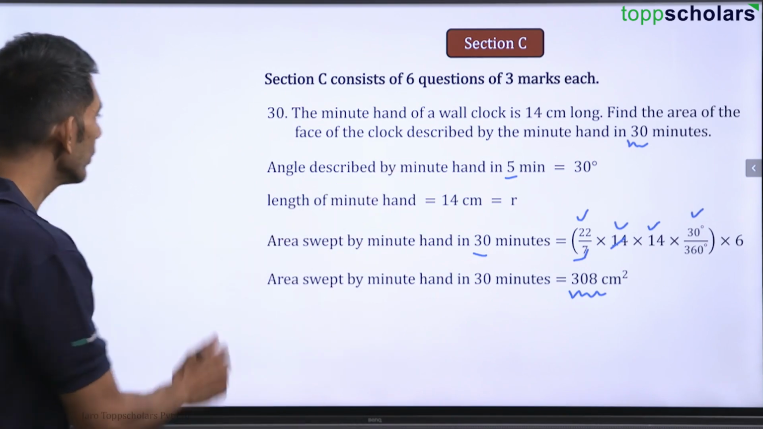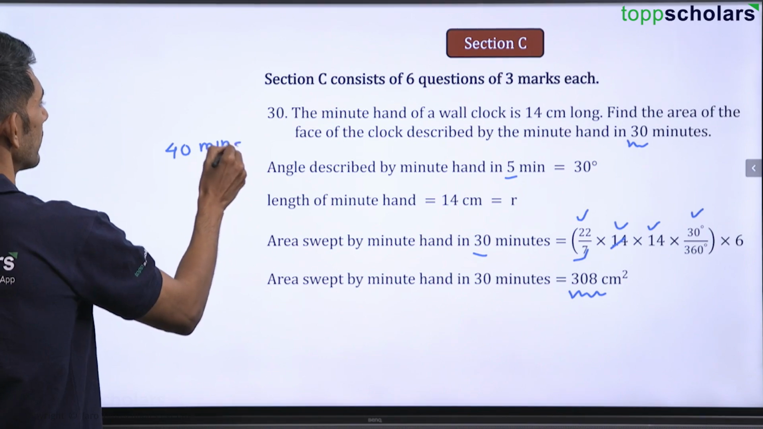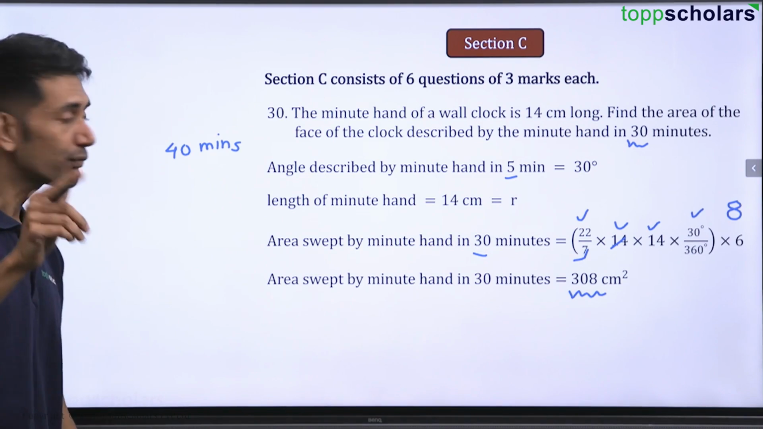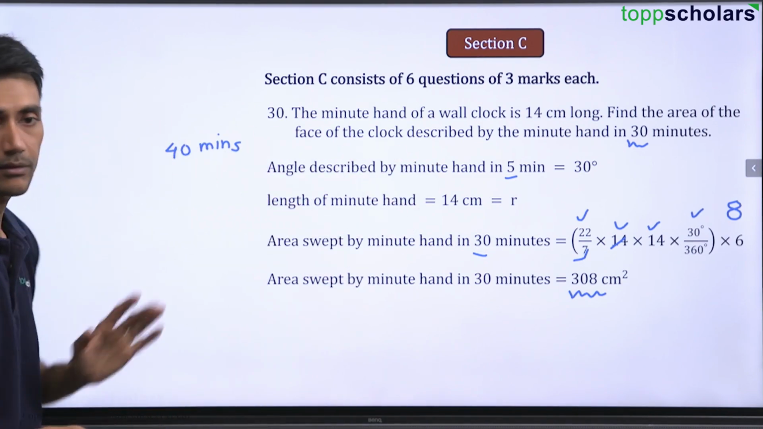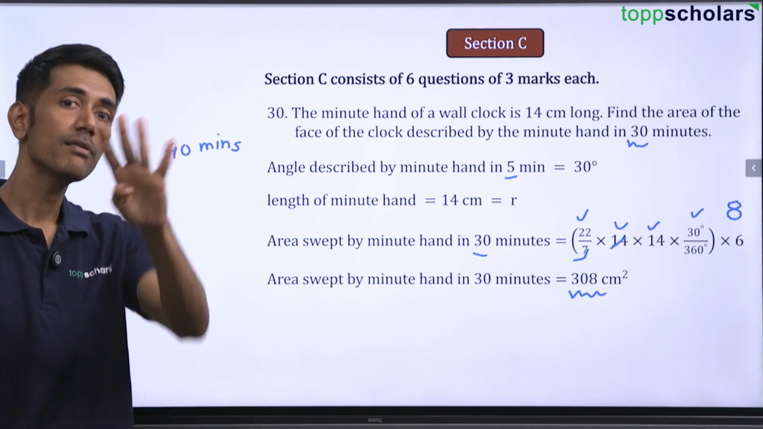What if they give you 40 minutes? You will multiply here by 8, correct? Because 40 divided by 5 is 8. If they give you 20 minutes, 20 divided by 5 is 4.